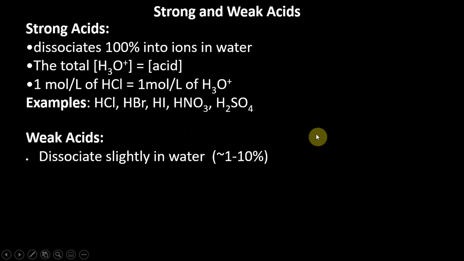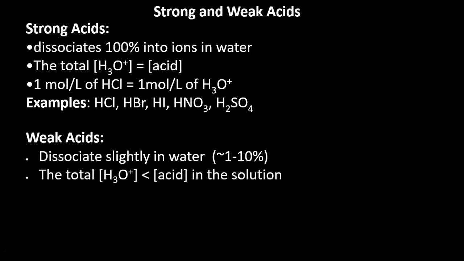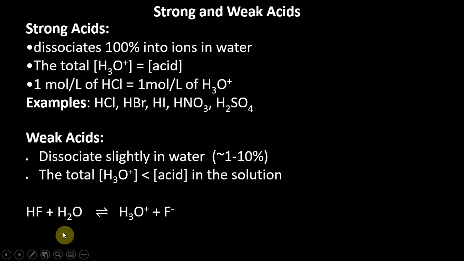Weak acids dissociate only slightly in water, usually about 1 to 10%. And in this particular case, with a weak acid, the hydronium ion concentration is going to be less than the acid concentration. And so hydrogen fluoride, for example, is a weak acid. When you react that with water, you get the hydronium ion and the fluoride ion, and it's an equilibrium situation.